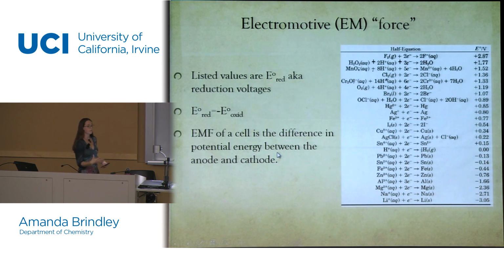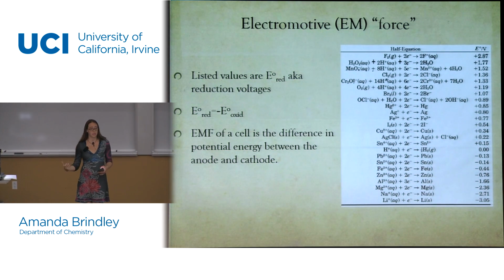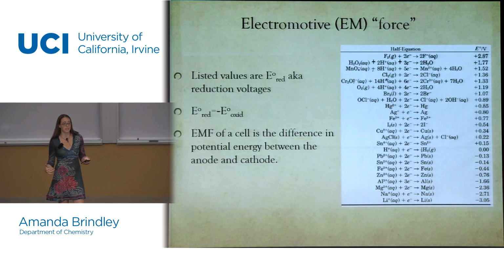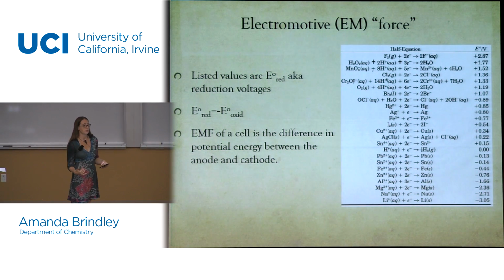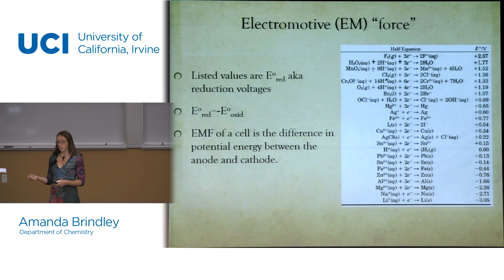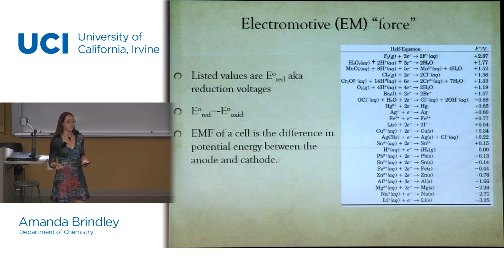So our EMF or our cell voltage, whichever phrasing you like better, they're synonymous, is going to be the difference between our reduction and our oxidation half reactions. So you can think of it as a difference between the reduction potentials, or you can think of it as adding the reduction plus the oxidation.